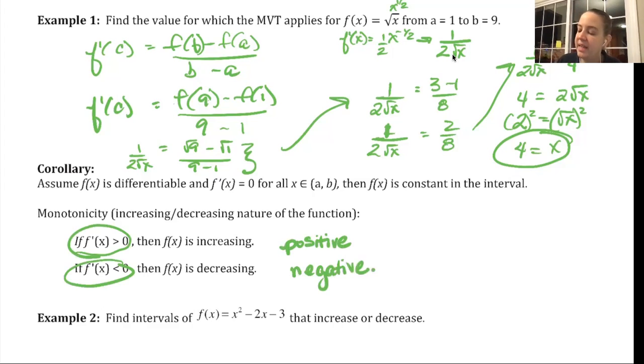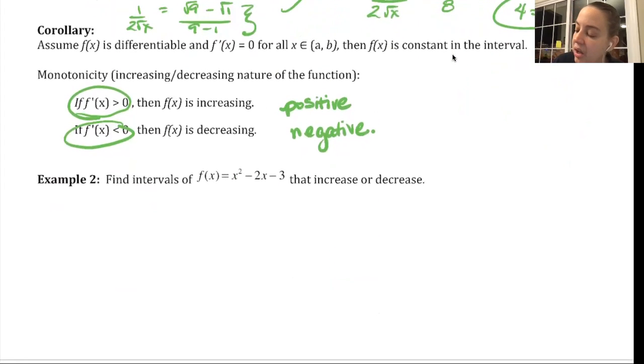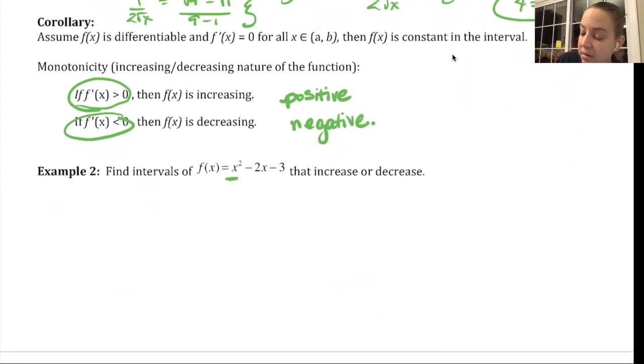Example 2, find the intervals of f of x equals x squared minus 2x minus 3 that increase or decrease. Now, this is a very simple, straightforward example. You won't see one this straightforward on any AP problems, but it's a very good place to start. You know that x squared is a parabola. You know that a positive x squared opens up. So I don't know exactly what it looks like, but I know that it opens up like that.